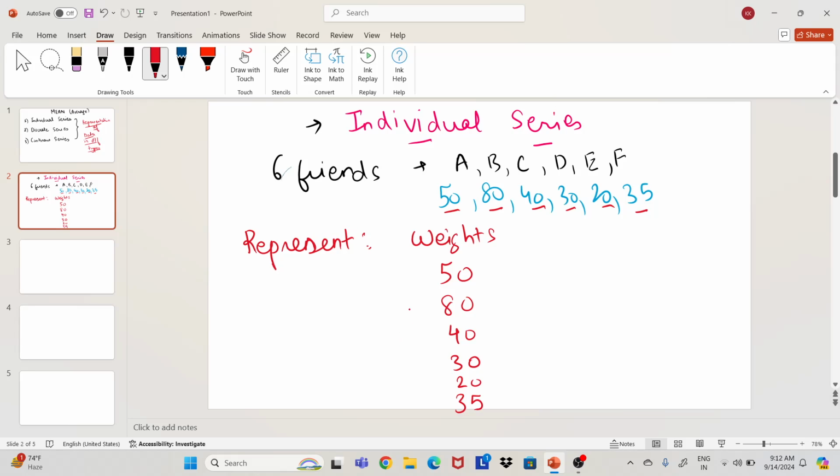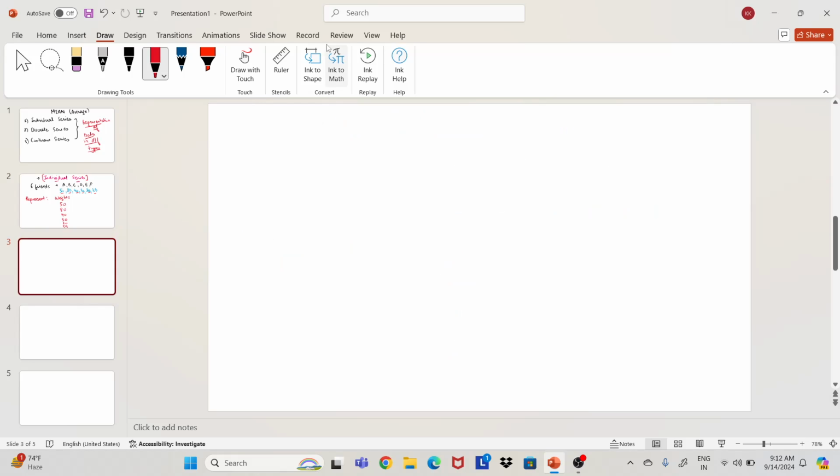So this is the individual series. Basically, you just write it down and give it to me on a page. This is known as individual series. This will be clearer while we see other series and when we solve questions. So let's move to the other series, which is known as discrete series.